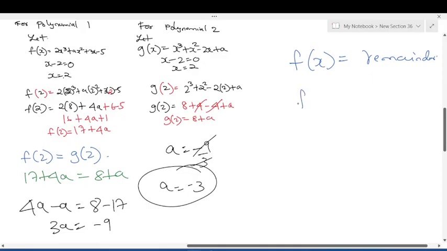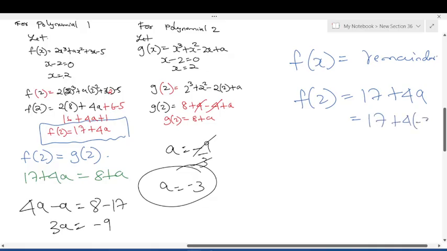Okay, now take the first equation, f of 2. What's the equation we got? 17 plus 4 times the value of a? Minus 3. So 17 minus 12. For f of 2, students, for the first polynomial, what's the remainder? 5. Now take the second polynomial, g of x.